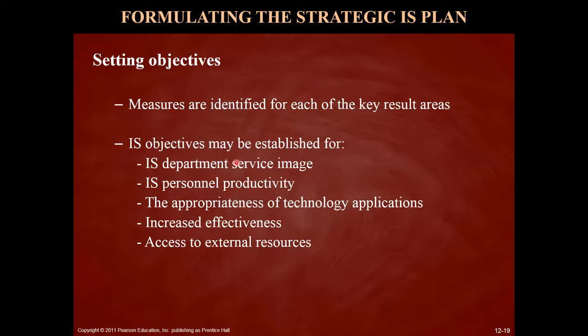Specific measurable objectives may be established for IS department service image, IS personnel productivity. Let's say, improve productivity of help desk so that our help desk can serve, let's say, 100 requests or queries or inquiries from clients per hour. Something in relation to technology applications, increase effectiveness, or access to external resources.